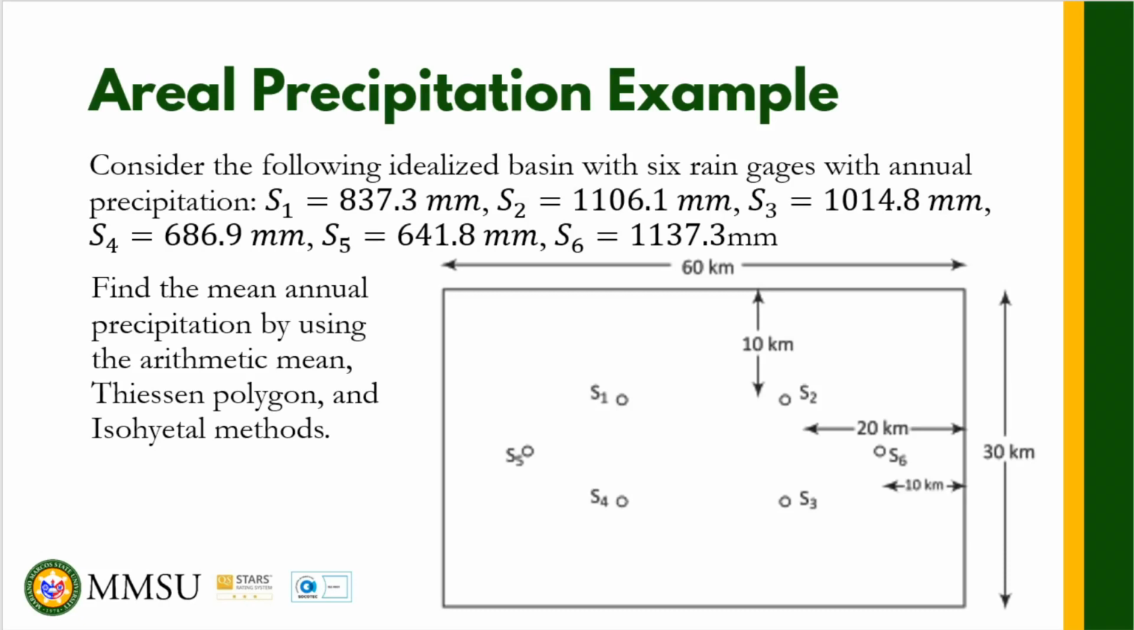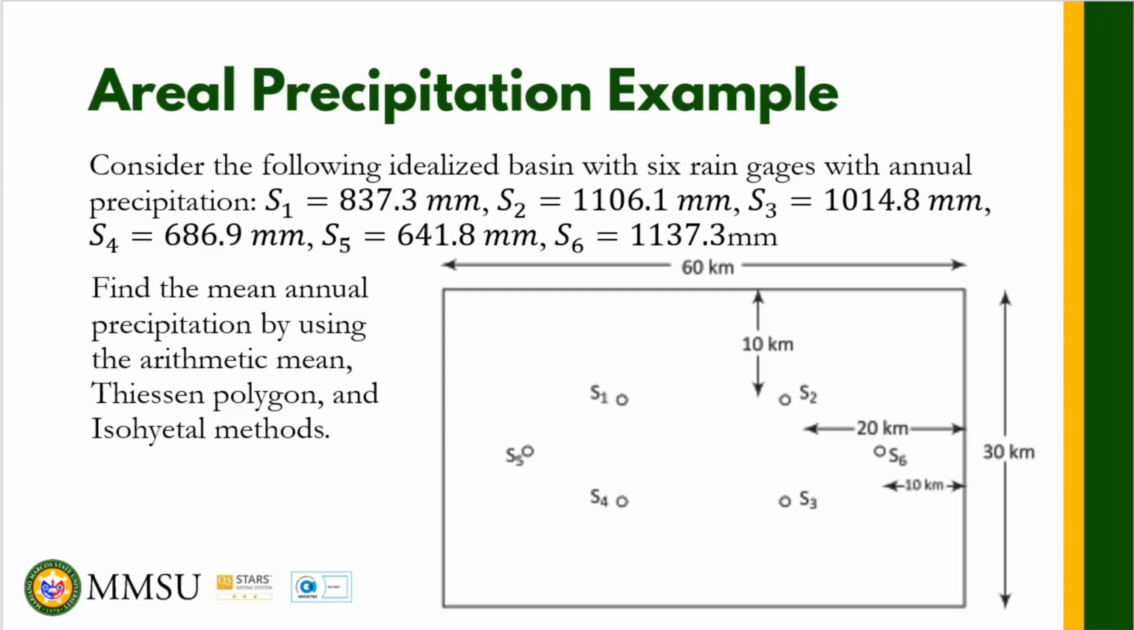So let us consider the following idealized basin with 6 rain gauges with annual precipitations: S1 837.3 mm, S2 1106.1 mm, S3 1014.8 mm, S4 686.9 mm, S5 641.8 mm, and S6 is 1137.3 mm.